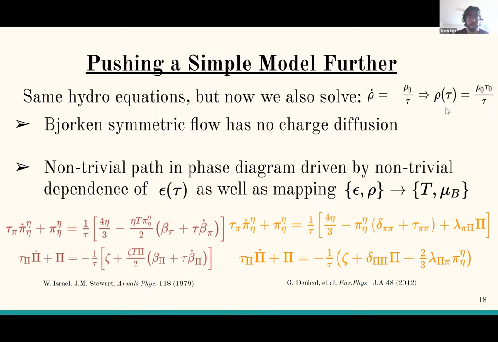So it's dictated by this equation here. These non-trivial paths in the phase diagram are driven by not only the non-trivial dependence of your epsilon of tau, right? So your epsilon of tau.